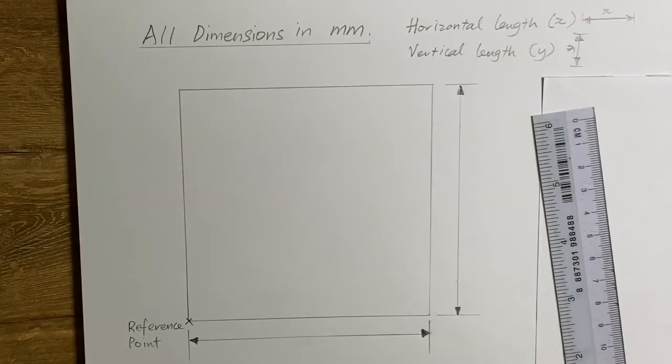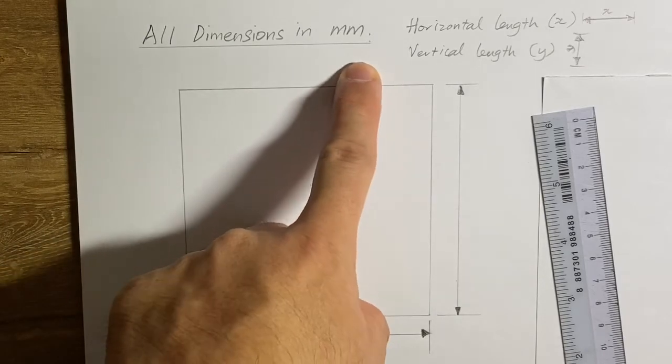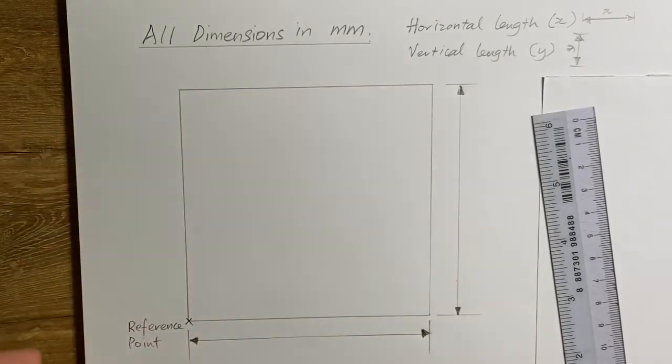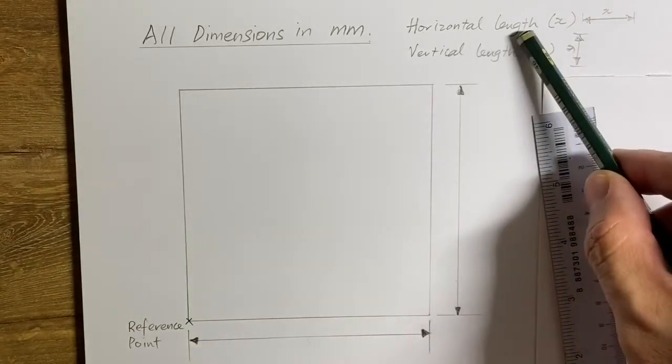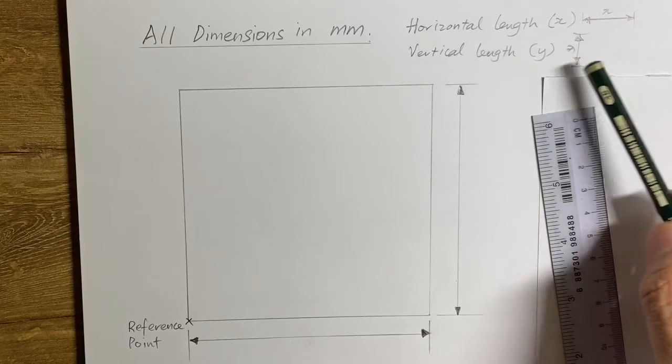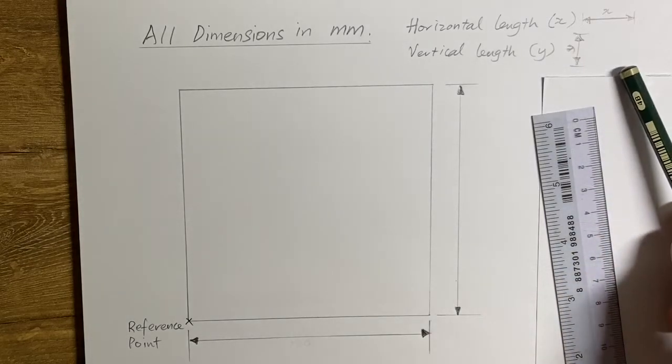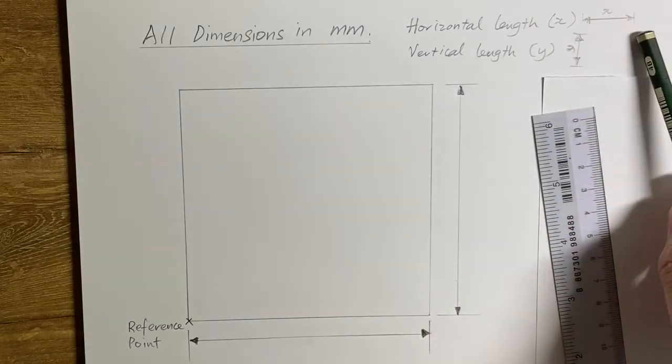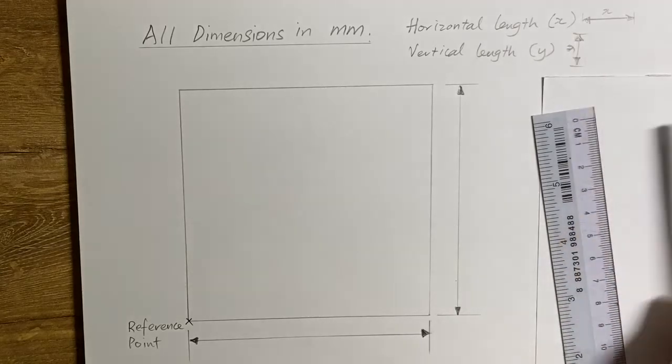Now, whenever we talk about dimensions in D&T, our dimensions are always in millimeters. And whenever we talk about dimensions, we will talk about two values, the horizontal length and the vertical length. And this is very similar to Cartesian coordinates, or how we sketch graphs, x value being the horizontal value and y value being the vertical value.